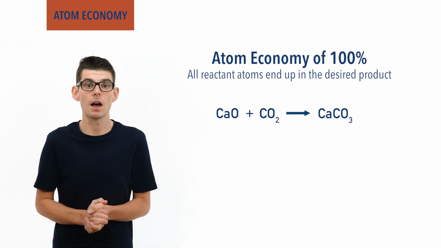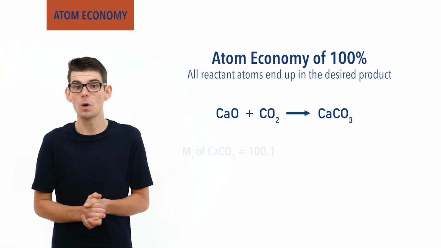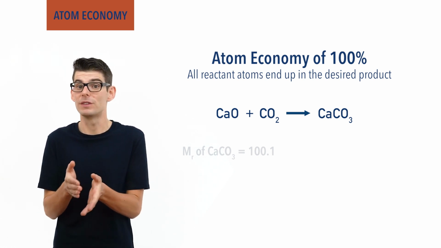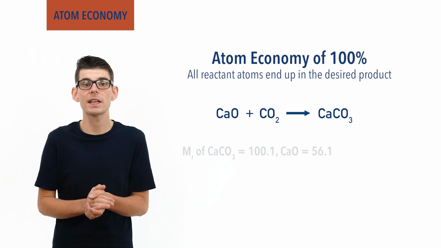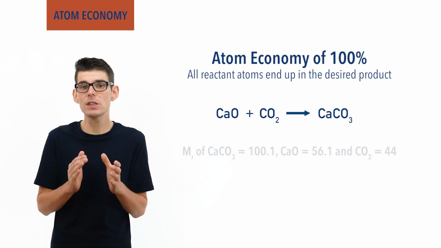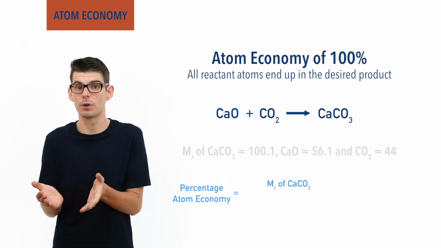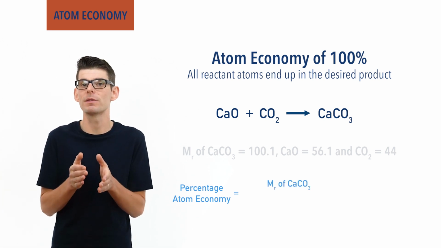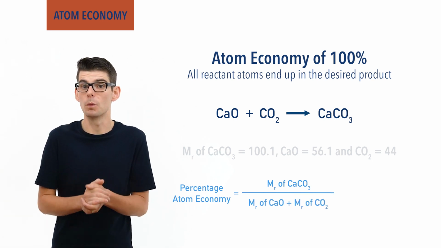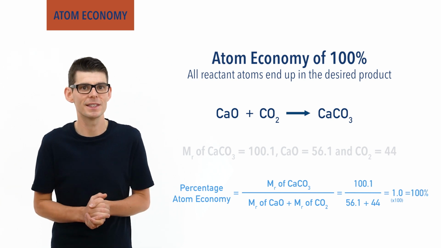The MR of calcium carbonate is 40.1 plus 12, plus 3 times 16, which is 100.1. The MR of calcium oxide is 40.1 plus 16, 56.1. And carbon dioxide is 12 plus 2 times 16, 44. The percentage atom economy for this reaction would equal the MR of calcium carbonate, the desired product and only product, divided by the MR of calcium oxide add the MR of carbon dioxide. 100.1 divided by 100.1 equals 1, times 100, 100%.